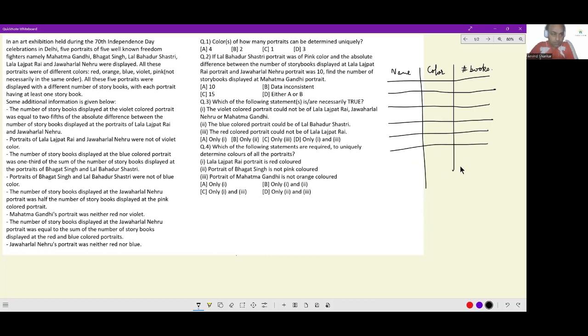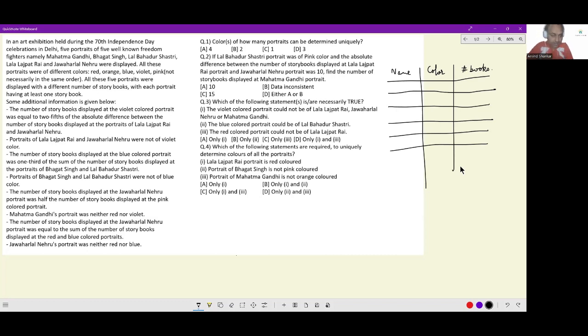The first data point is the number of storybooks displayed at the violet colored portrait was equal to 2/5 the absolute difference between the number of storybooks displayed at the portraits of Lala Lajpat Rai and Jawaharlal Nehru. This is known, but you can't really capture it. Portraits of Lala Lajpat Rai and Jawaharlal Nehru were not of violet color. Can't really record this. The number of storybooks displayed at the blue colored portrait was 1/3 the sum of the number of storybooks displayed at the portraits of Bhagat Singh and Lal Bahadur Shastri. Again, seems very weird. Can't really record it. Portraits of Bhagat Singh and Lal Bahadur Shastri were not of blue color.